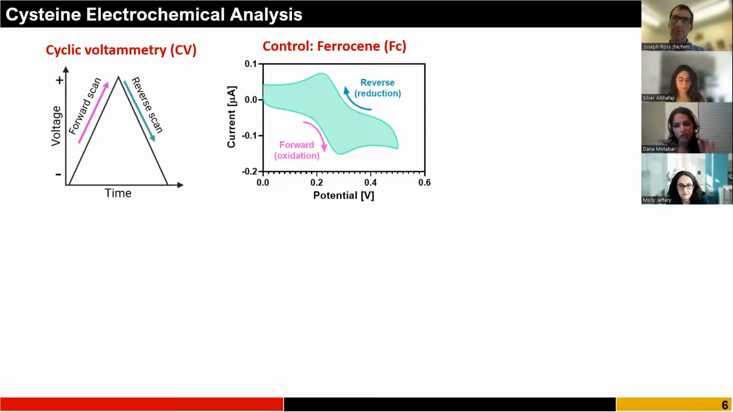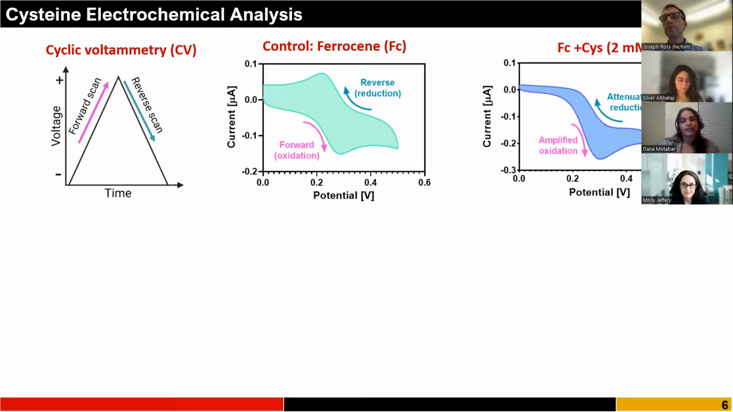You can see in that graph in the middle with that green plot, that's our control response. You can see it's this duck-shaped curve with similar amplitudes in the oxidative and reductive peaks. And then when you add the amino acid cysteine to it, you see that the response completely changed. It's a significant alteration in the shape. We have that amplified oxidative peak and that attenuated reductive peak.